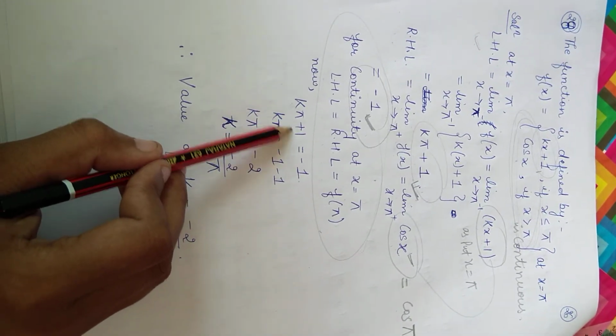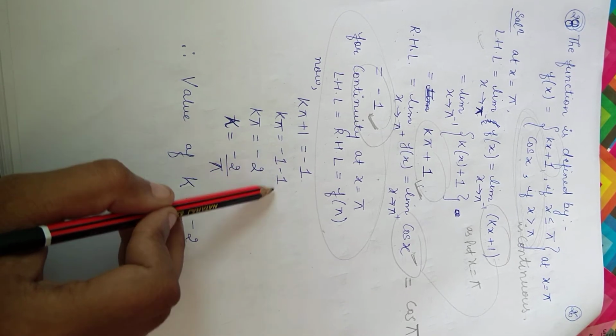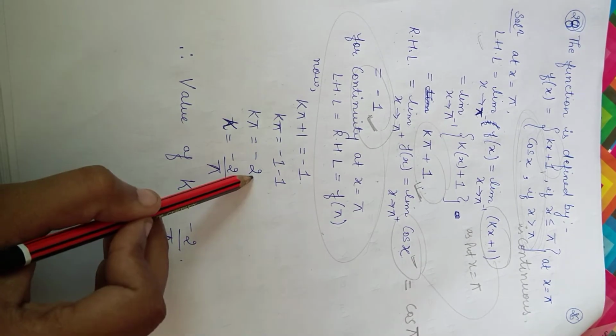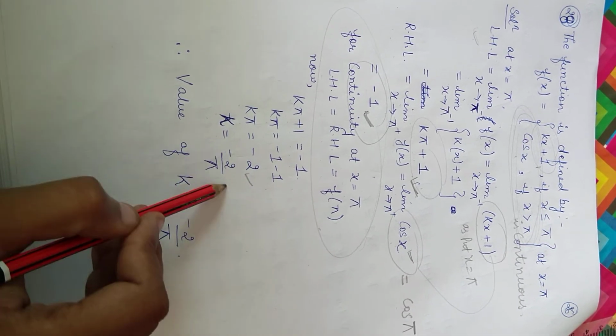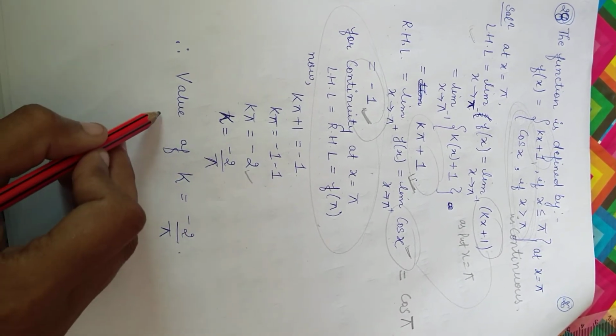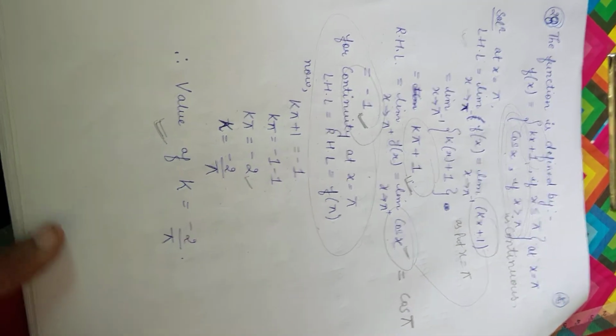So k pi plus 1 is equal to -1, and k pi is equal to -1 into -1, so k pi will be equal to -2, and finally the value of k will be -2 upon pi. As a result, the value of k is -2 upon pi.